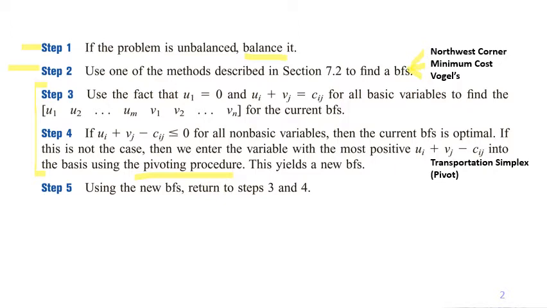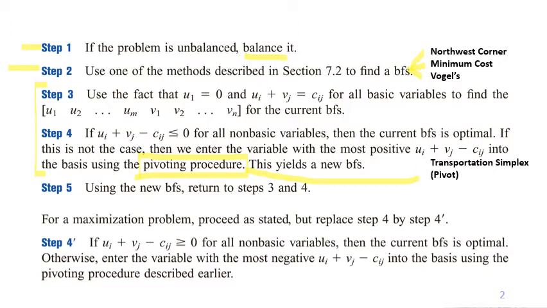At the end of step 4, we're going to do the pivot, which has been explained in the previous video. And then the simplex algorithm will just keep doing step 3 and step 4, step 3 and step 4, until we conclude that the BFS is already optimal. So this video will mainly talk about step 3 and step 4.